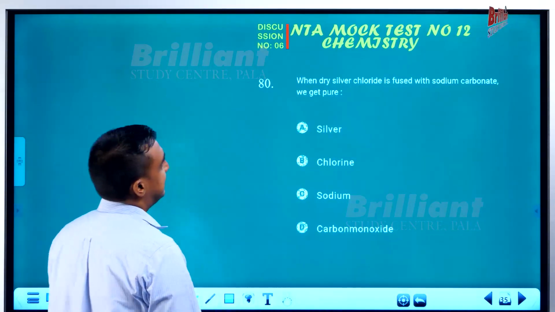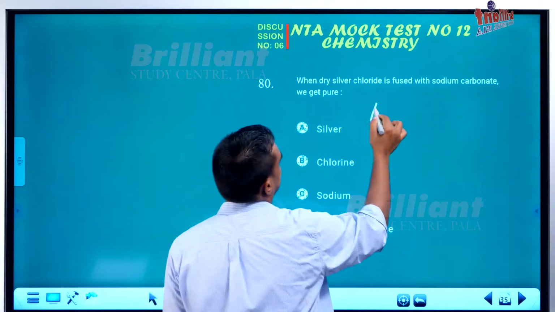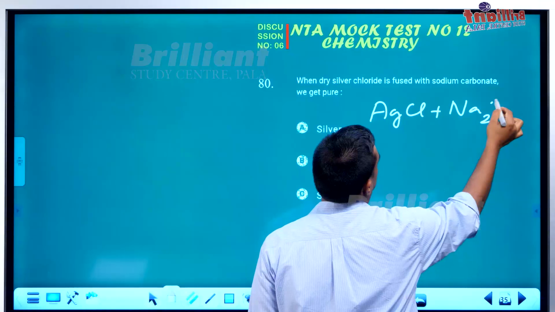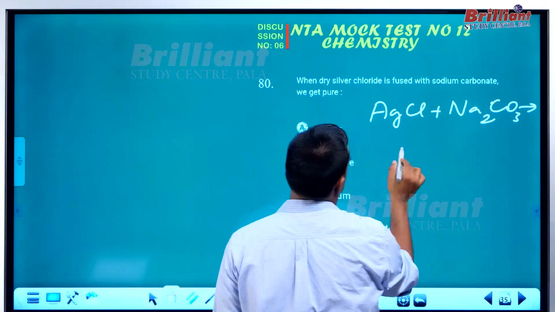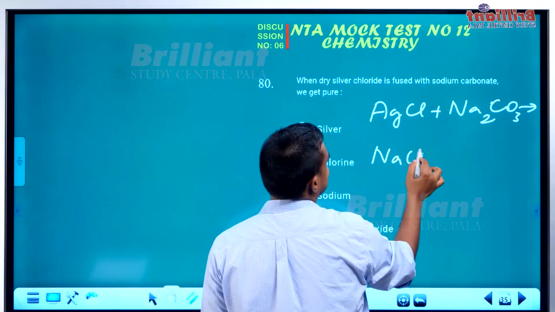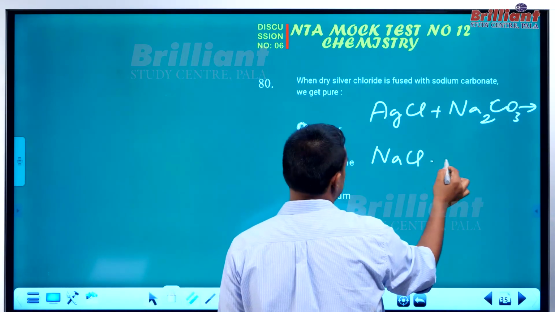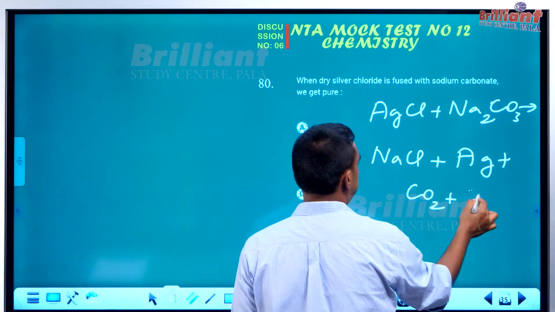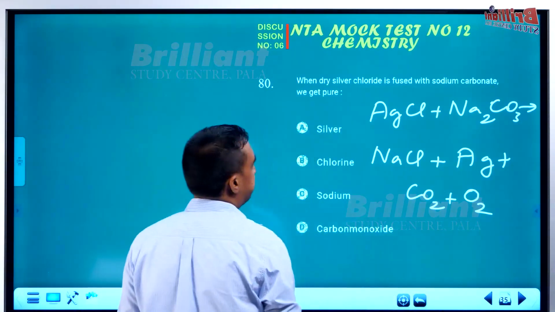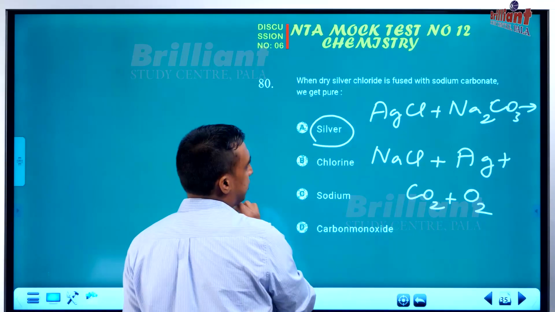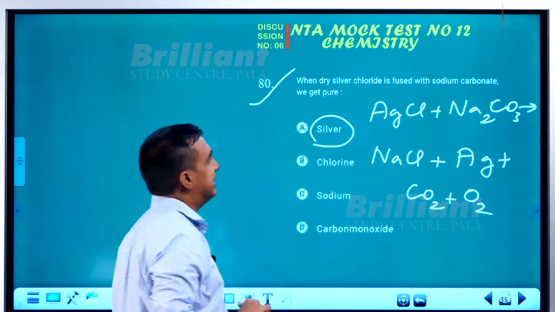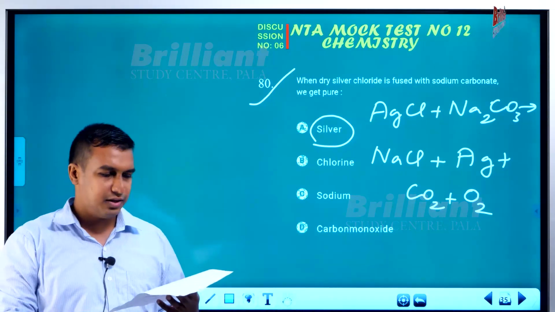Coming to question number 80. When dry silver chloride AgCl is fused with sodium carbonate Na2CO3, we get pure silver. Our products will be NaCl plus Ag plus CO2 plus O2. Yes, we will get pure silver. No chlorine, no sodium, no carbon monoxide. Question number 80, the answer will come as option A.